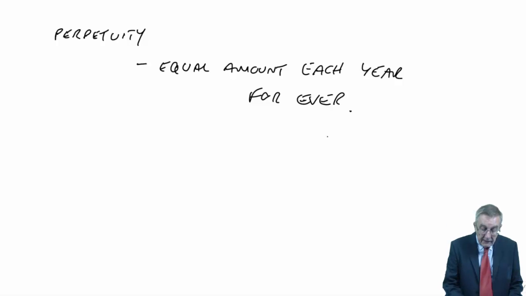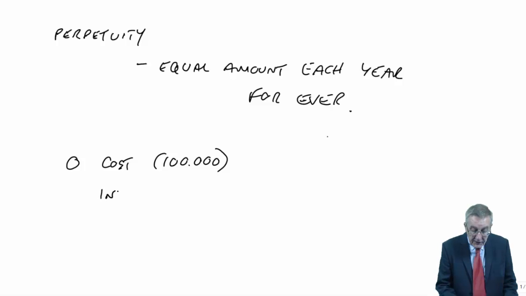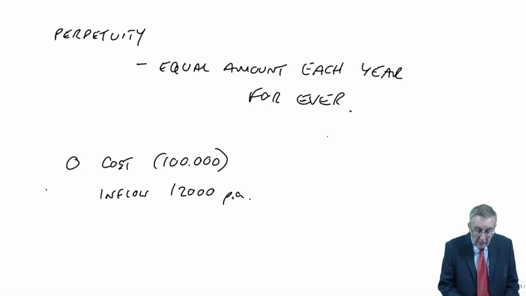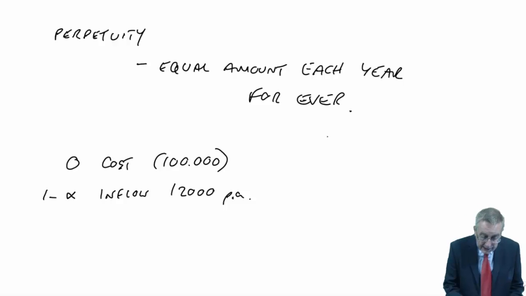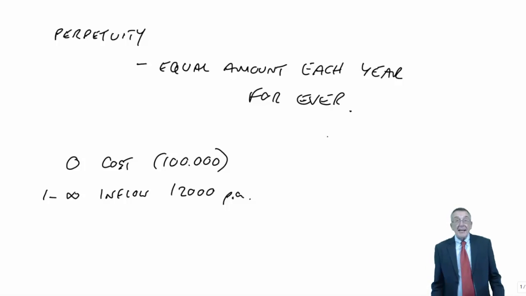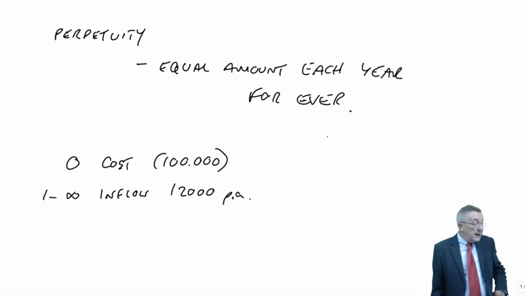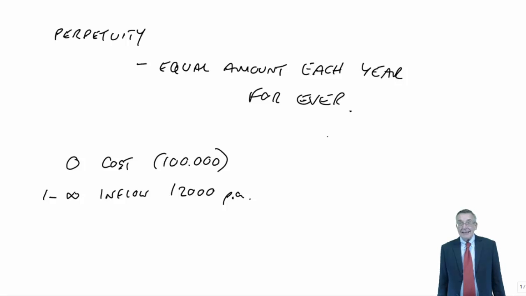Well, first of all, the way we write it, we've got here the original cost is 100,000, an outflow. The inflow is 12,000 per annum, but instead of being 1 to 5, 1 to 10, it's 1 to infinity. So you see what I mean when I say it is an annuity, equal amount each year, but the annuity tables only go up to 15 years. Here it's going forever.